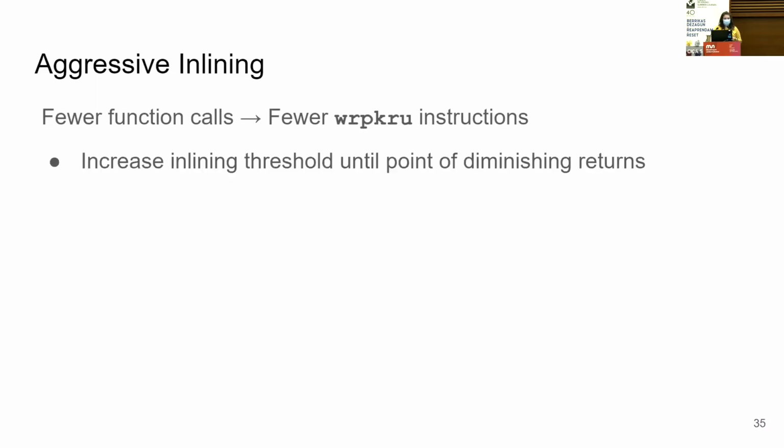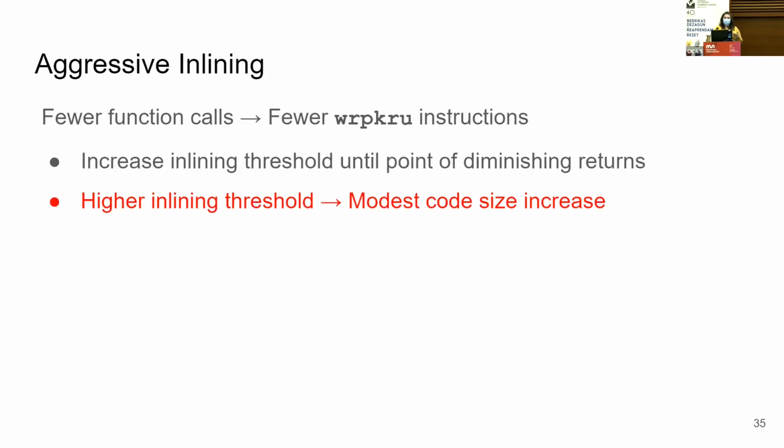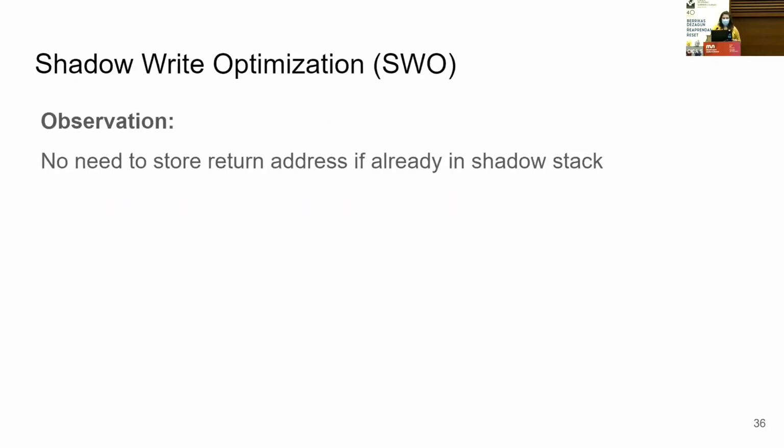So let's just increase the inlining threshold until the point of diminishing returns. And obviously, a higher inline threshold means some modest increase in the code size. A more interesting observation is that we don't always need to store the return address on the shadow stack because it might already be there.